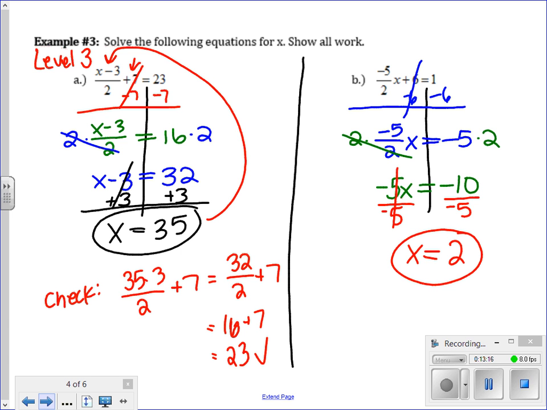So those two examples show us how these level 3 equations work. They're just a little bit more complicated, more steps involved. At this point, you're going to hit pause one more time. You're going to go back to Canvas and look at the level 3 6 example problems. Once you get those right, come on back and join us for example 4.